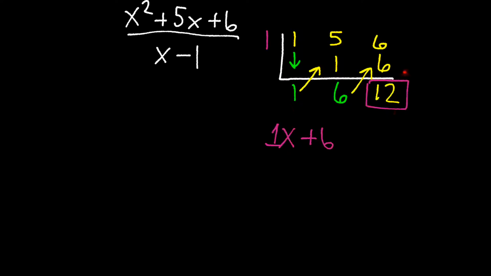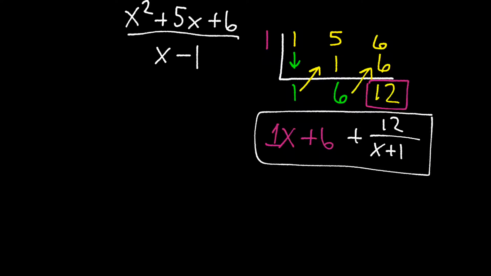And for the remainder, because we don't want to forget about that, we just add the 12 over what the original denominator was, so x minus 1, because it did not divide out evenly. And this is our final answer for this synthetic division.